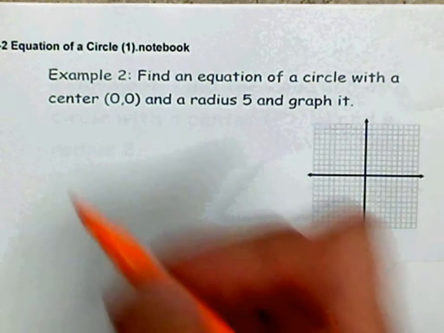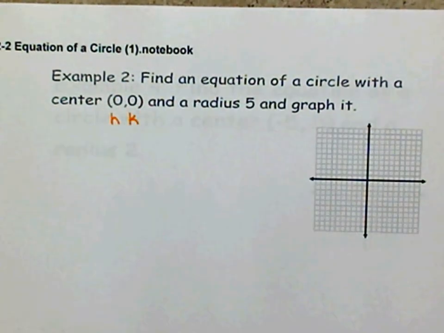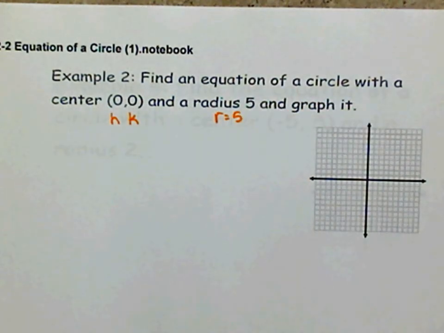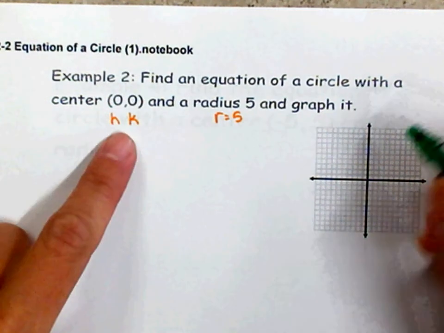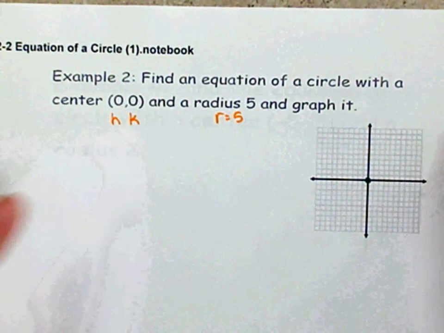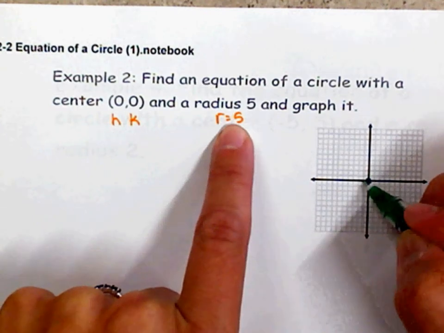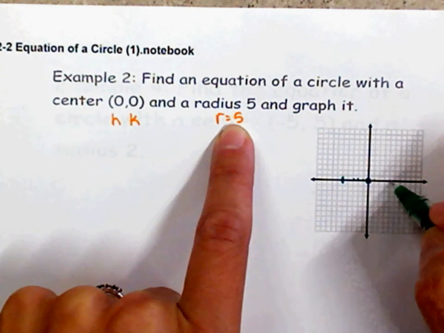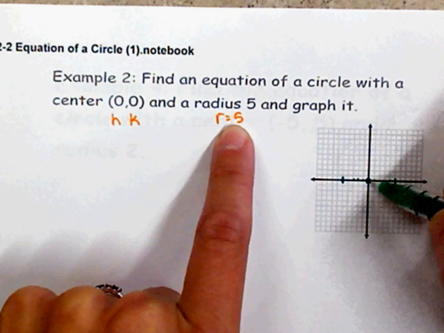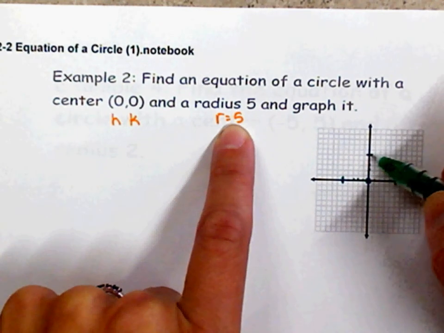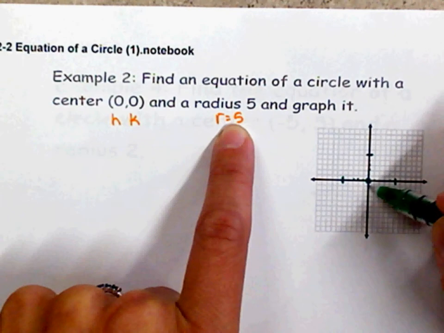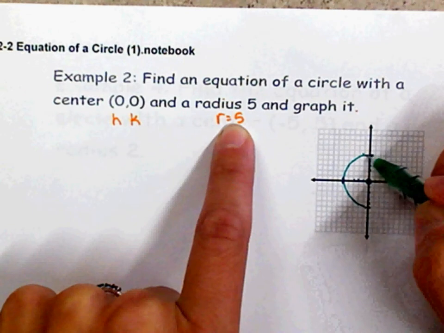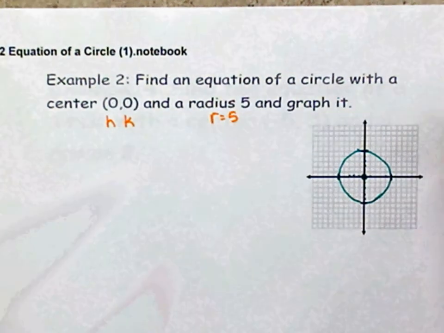h, k. Your radius is 5. So how would you go about graphing this one? Well, your center is at the origin. Your radius is 5, so I'm going to go out 5 from the center to the left. 1, 2, 3, 4, 5. I'm going to go 5 to the right. 1, 2, 3, 4, 5. I'm going to go 5 up from the center. 1, 2, 3, 4, 5. I'm going to go down from the center. 1, 2, 3, 4, 5. And there you have your circle. Hey, mine didn't look too bad. All right. Your turn.